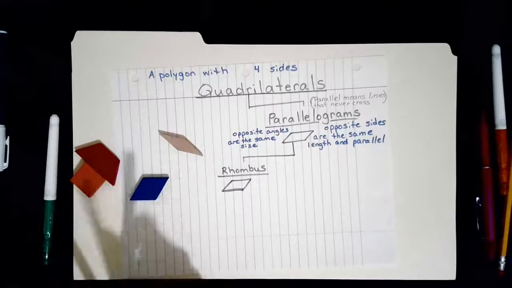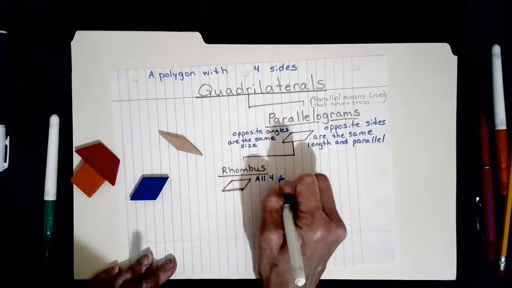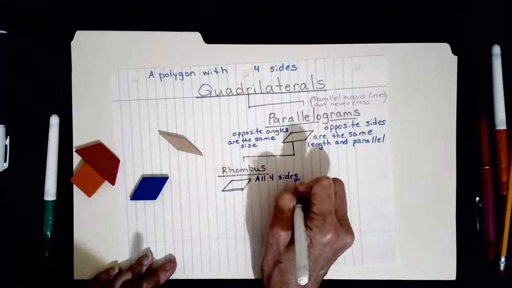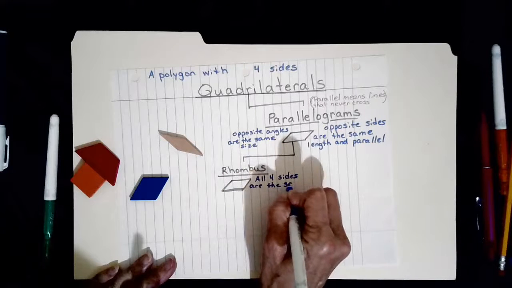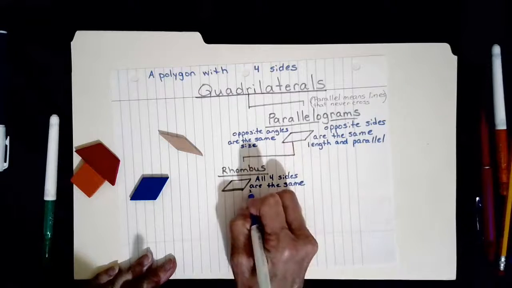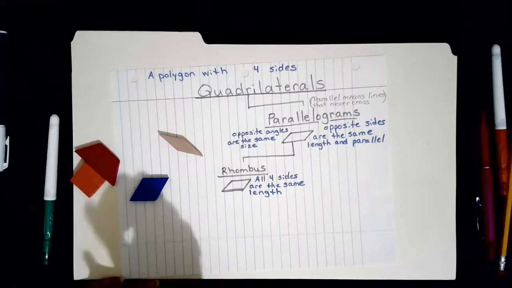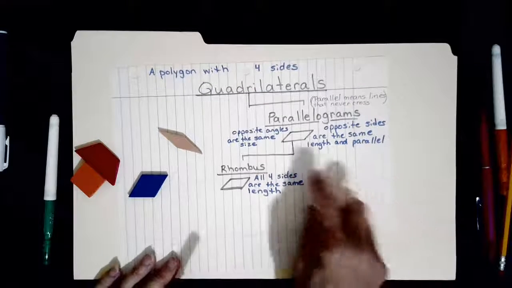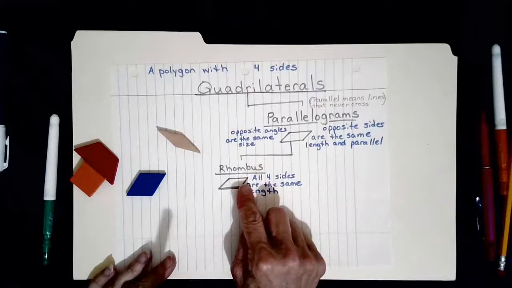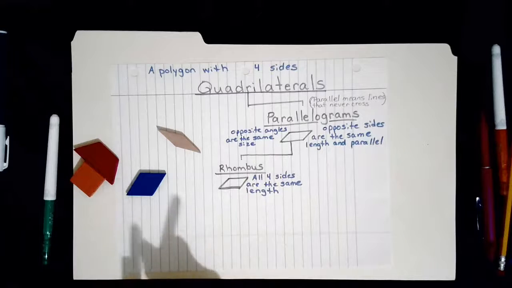All right, so all four sides are the same length. And that's what a rhombus is. All four sides are the same length. Now, if we have all four sides of the same length, we have another type of parallelogram also.